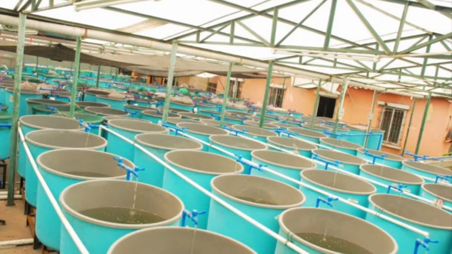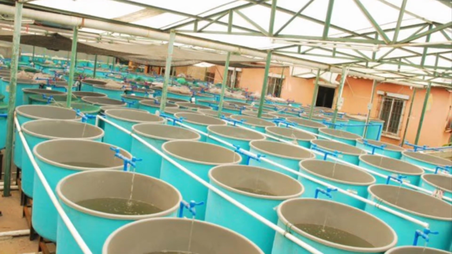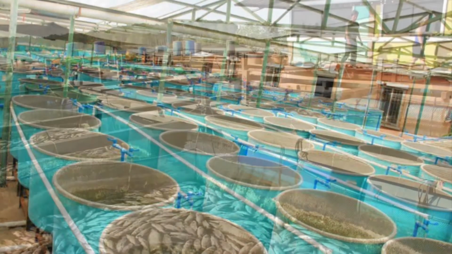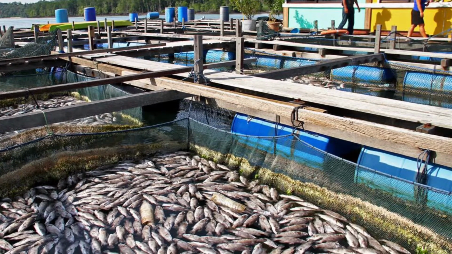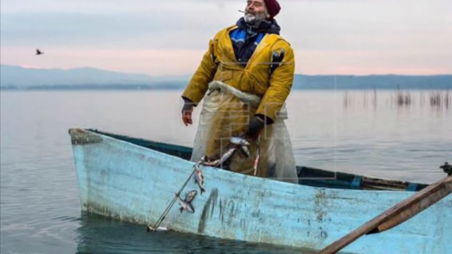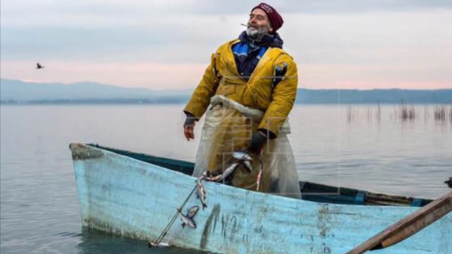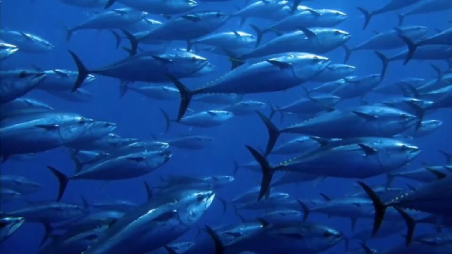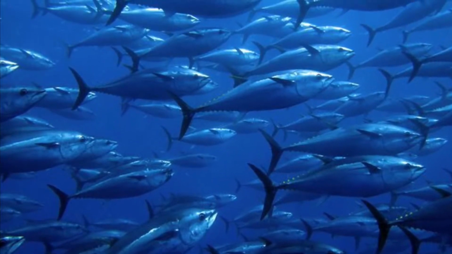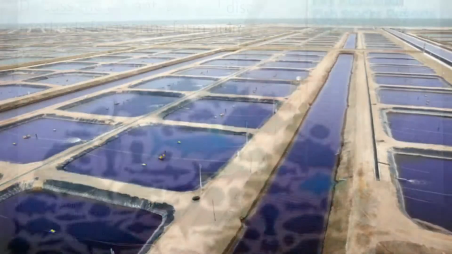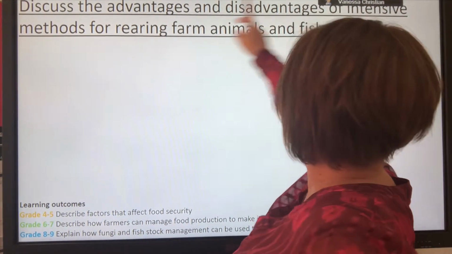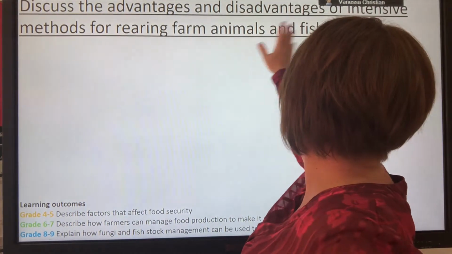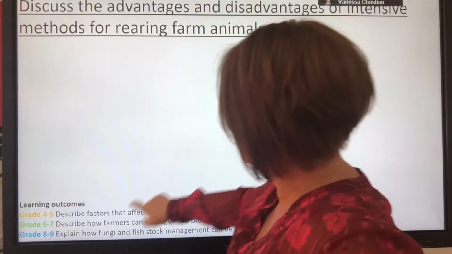And the same basic principles apply. Movement for the fish is restricted. And in these conditions, the fish grow and mature very rapidly. Fish farming also helps to protect the wild stocks in the sea and produces cheap protein food. But some people have ethical concerns about the artificial conditions in which the fish are reared. So to summarise, what are the advantages and disadvantages of intensive methods of rearing farm animals and fish?